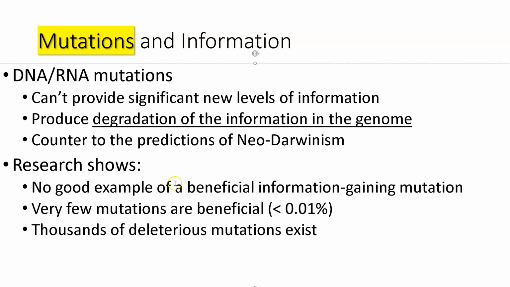And so research shows no good example of beneficial information-gaining mutations. Very few mutations are beneficial. And so what evolution argues is, well, in order to get all these beneficial mutations, we need millions and millions and millions and millions of years. And so that's what they believe.